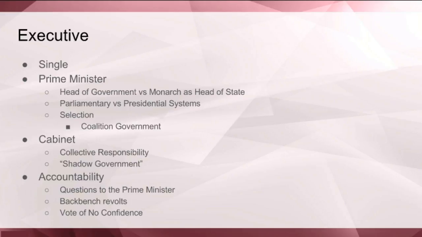Okay, another way to hold the executive accountable is through what's called a vote of no confidence, or when they vote no on a motion of confidence. And what that does is it dissolves Parliament and calls for new elections. So that's a way to hold the government accountable.